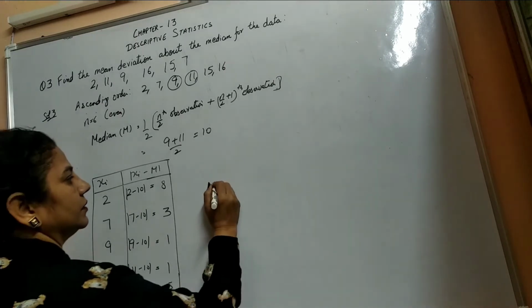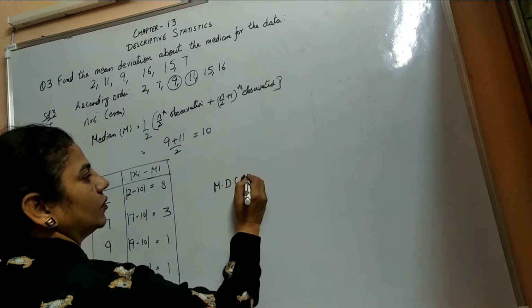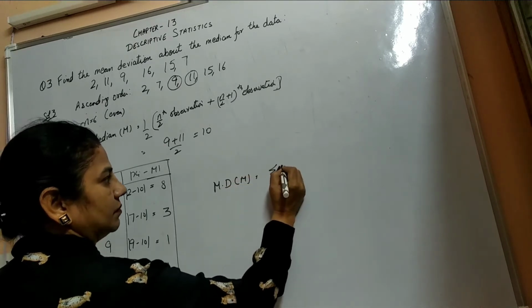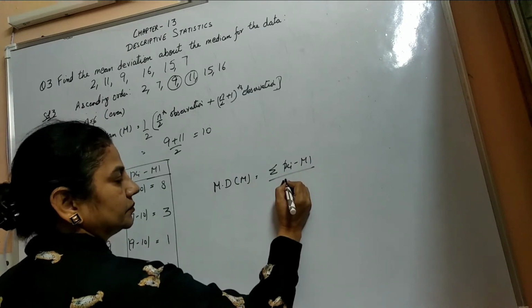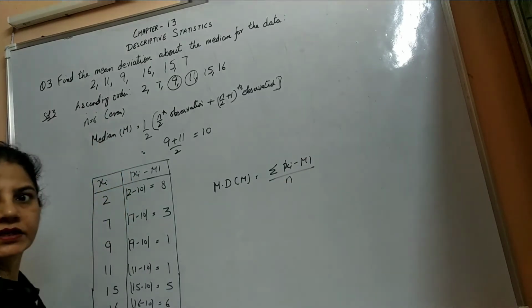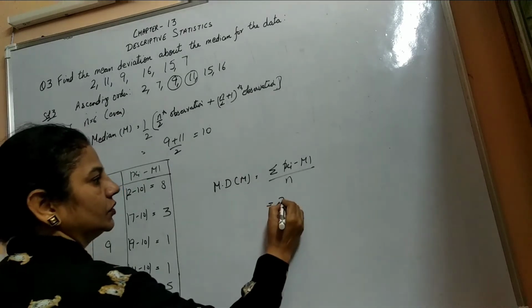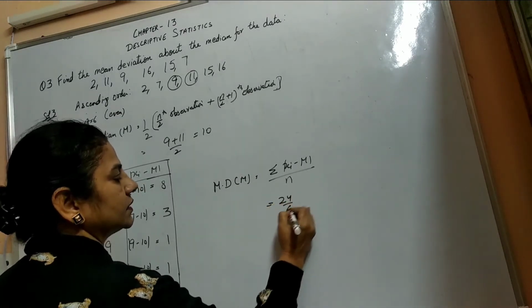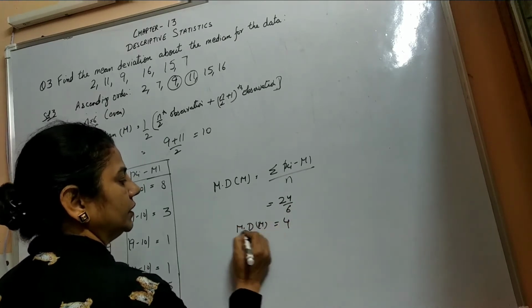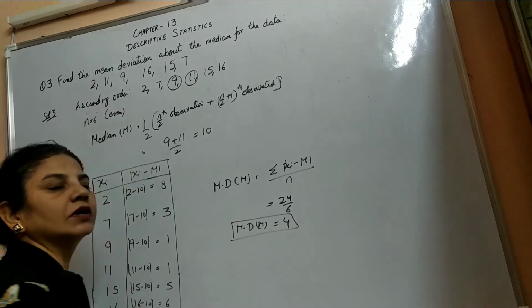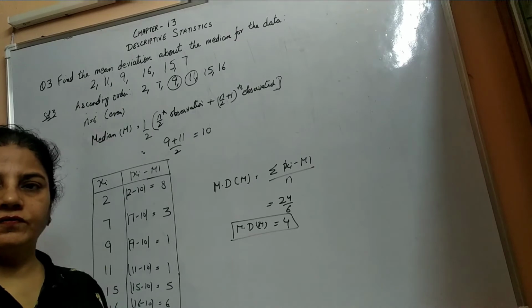So the mean deviation about median is given by sigma mod xi minus median upon n, where n is the number of observations. We have calculated this as 24. So 24 divided by 6 equals 4. So the mean deviation about median is 4. This is how my result is. We calculated the mean deviation about median is 4.